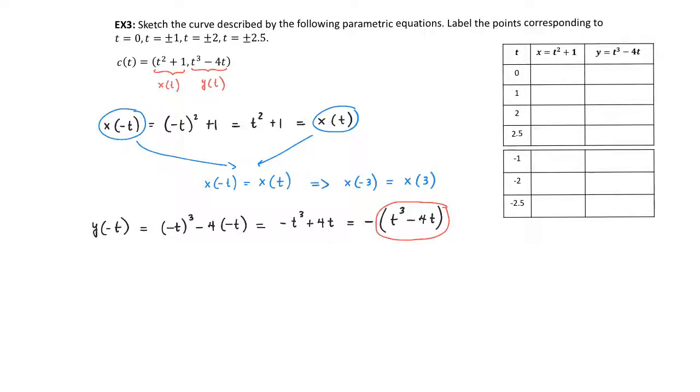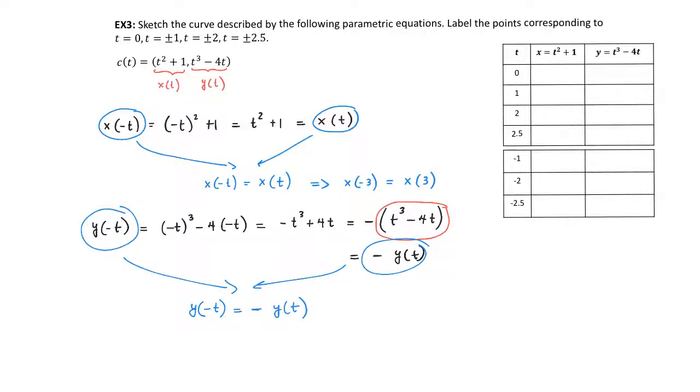So then we have here that this is going to be equal to negative y of t. Again, putting the beginning and the end together, this is telling us that y of negative t is minus y of t. So what I notice right away is that the x's don't change. X of negative t is identical to x of t. But the y's do change. Y of negative t is equal to minus y of t.